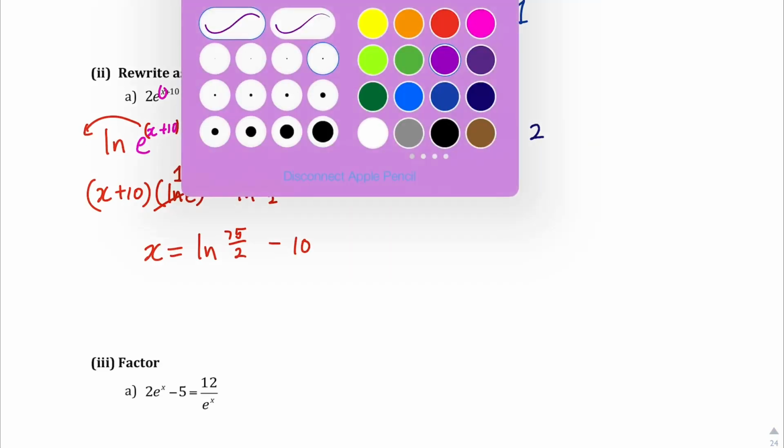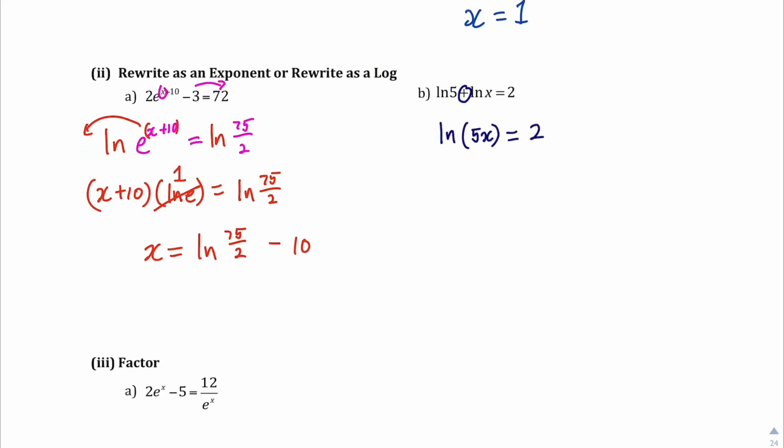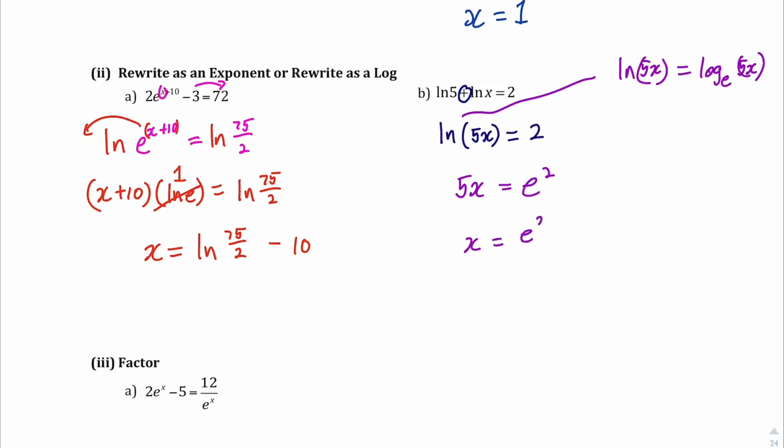And now I can convert from logarithmic to exponential form. And so 5x is going to equal e to the power of 2. And that, of course, is because ln of 5x is, of course, log base e of 5x. And so that's where the e came from. And last but not least, divide through by 5.